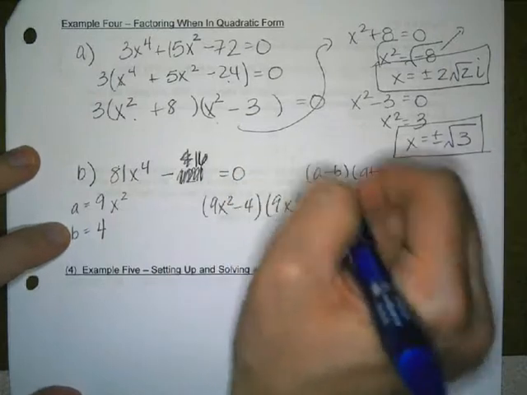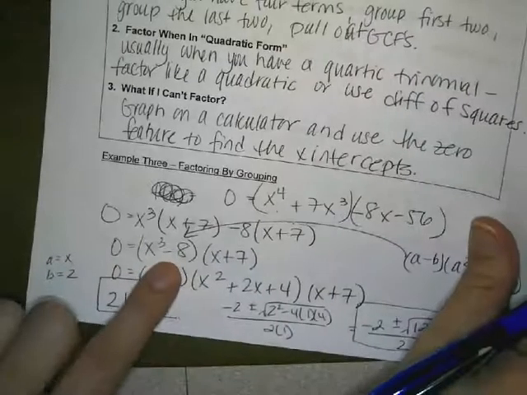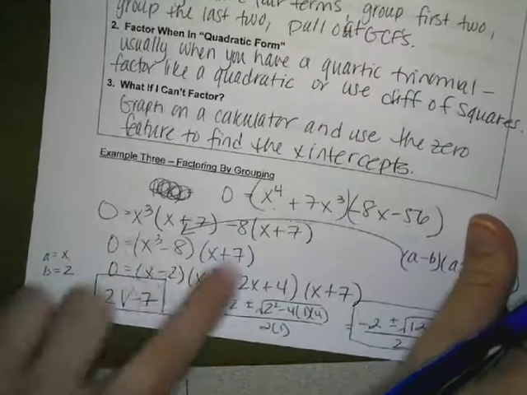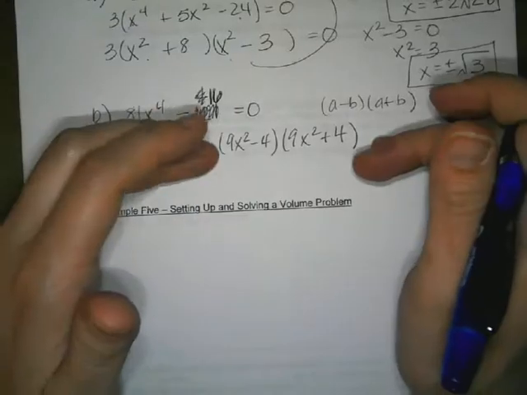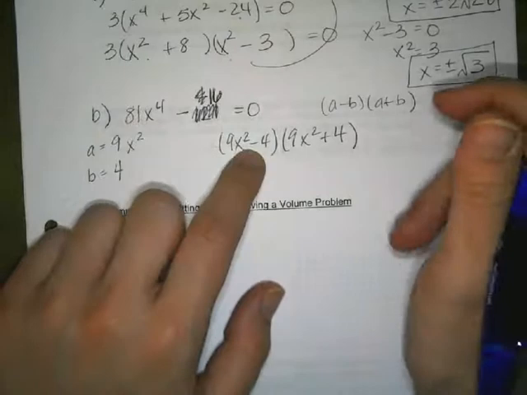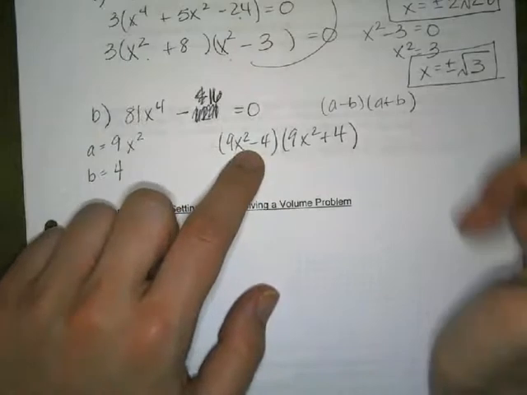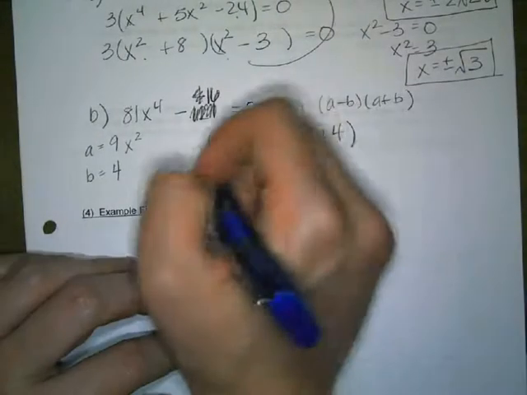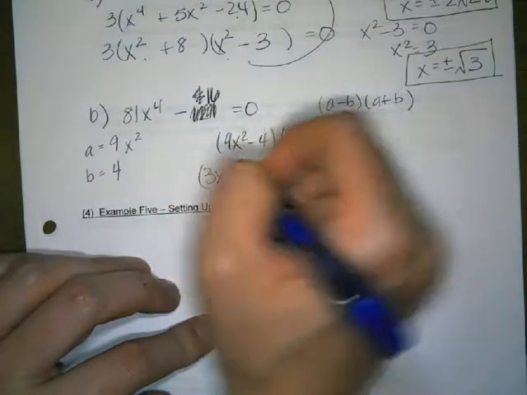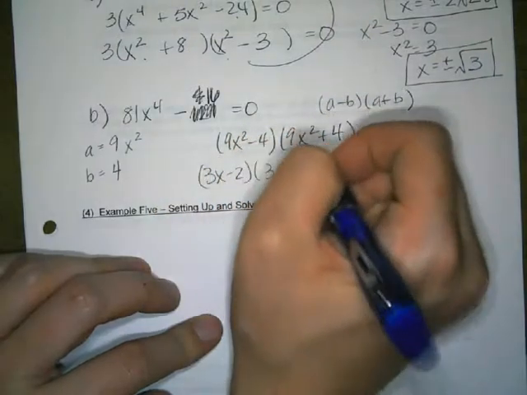Now, like I stated over here, usually when you break it down to parentheses, you have to take a second look and just make sure you can't break it up any further. In this case, I can break that up further because that's also a difference of squares. So that's going to break up into 3x minus 2 times 3x plus 2. And this one I'm going to leave as is.